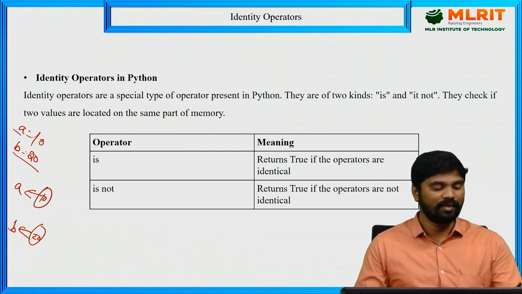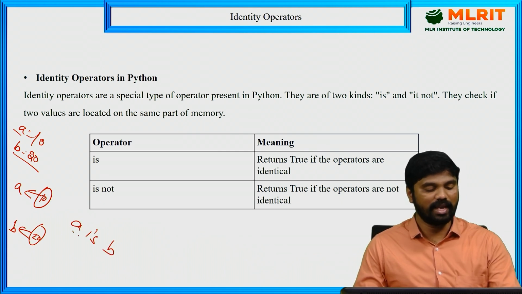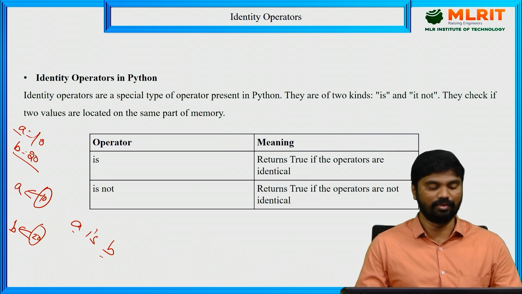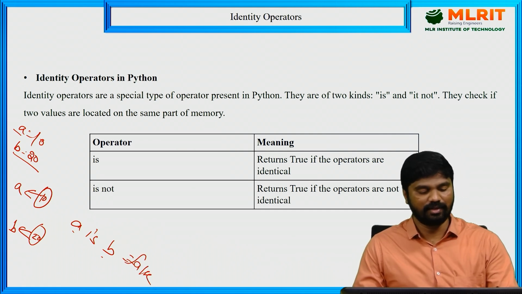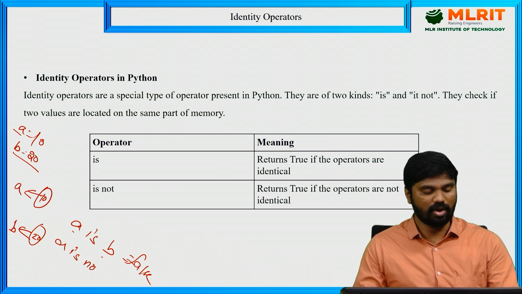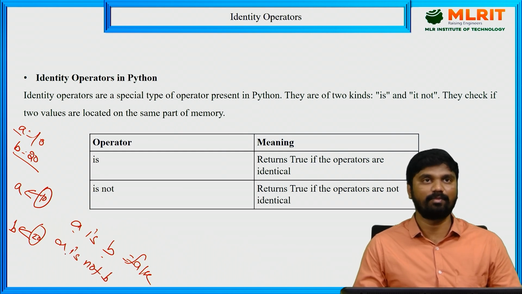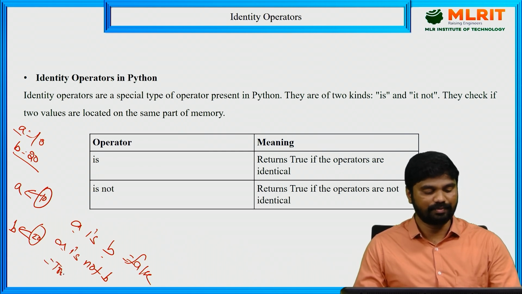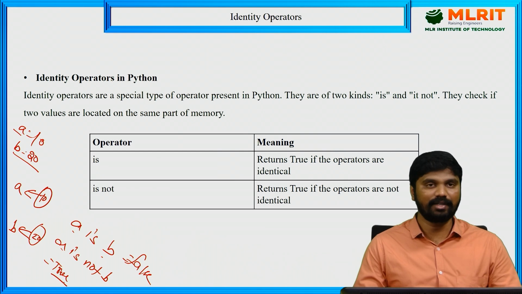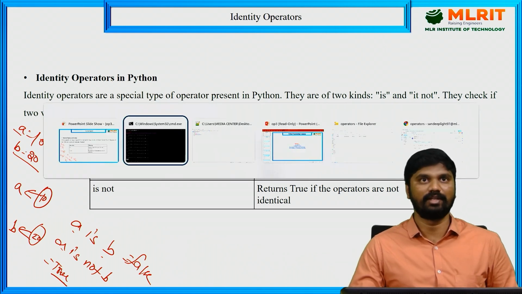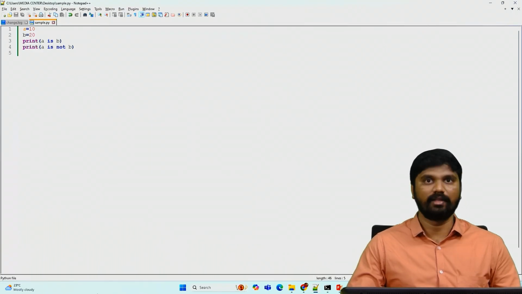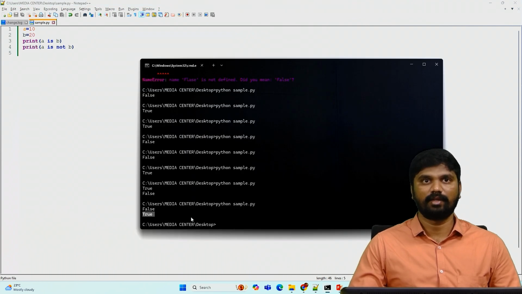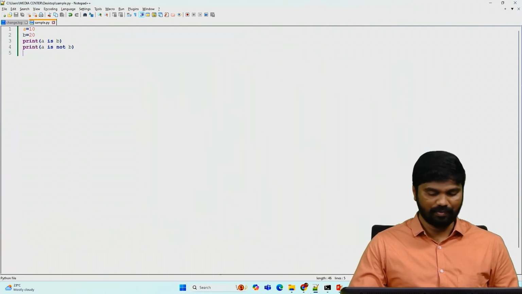Now tell me, A is B. That means A and B are the same objects? No. That's why it returns False. Next, A is not B means A and B are not the same objects. So that's why it returns True. So the same thing we see here, right? The output here is False and then True. So this is about identity operators.